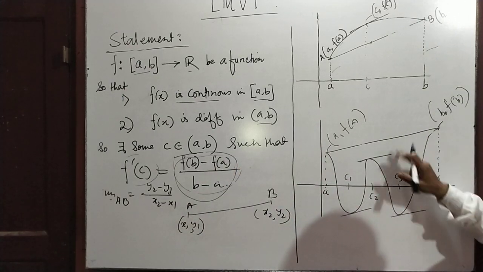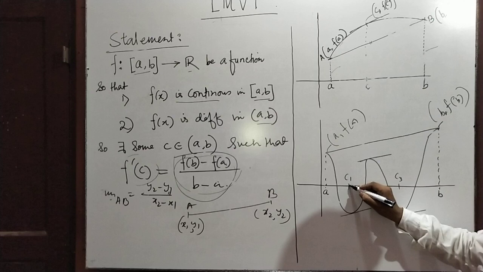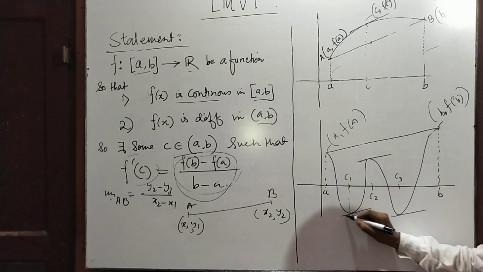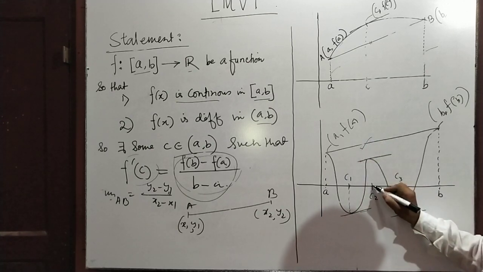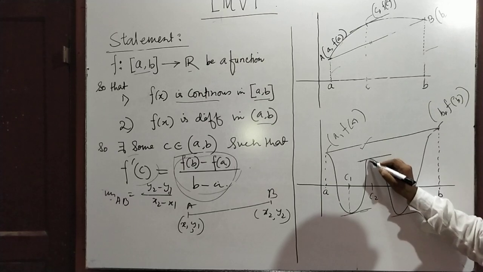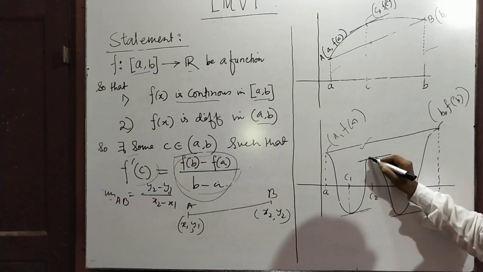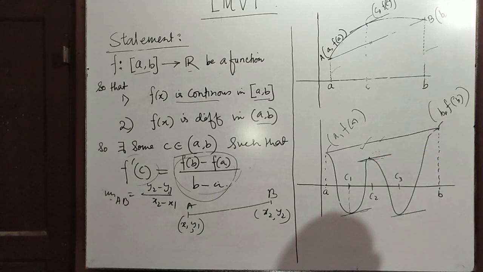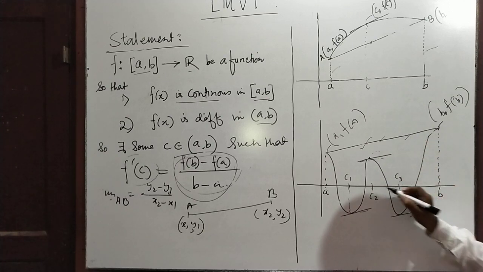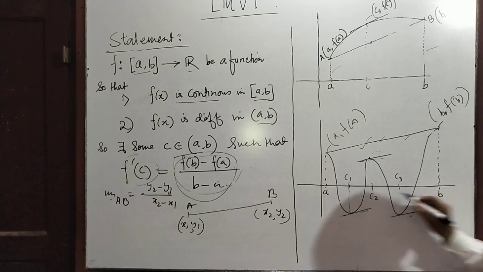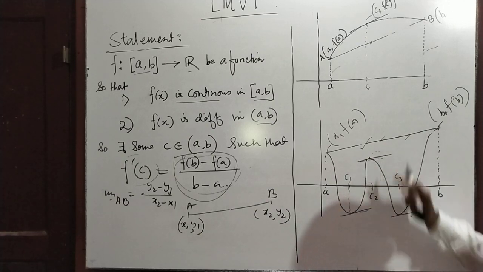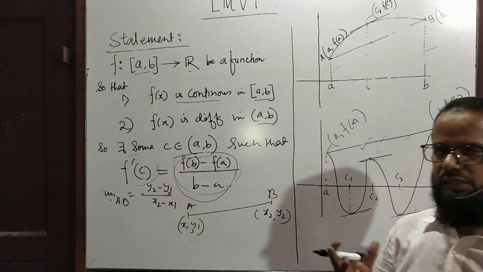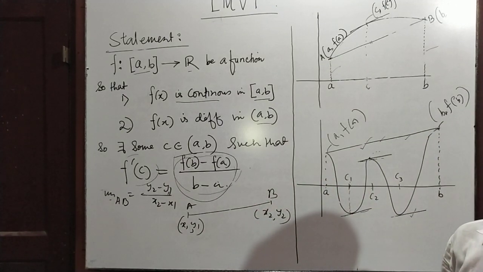And you see from the figure, this is a particular point C1. For the corresponding C1, there is a coordinate f(c1), and you are getting a point on the curve where the tangent is parallel to this chord. You are getting another point C2. For this C2, you get f(c2), and there is a point on the curve (c2, f(c2)) where the tangent is parallel to the chord. Here another tangent is parallel to the chord. So there are 3 points C1, C2, C3 within this open interval (a, b) where tangents are parallel to the chord. This is the geometrical interpretation of Lagrange's mean value theorem.